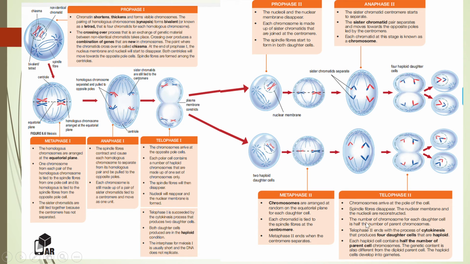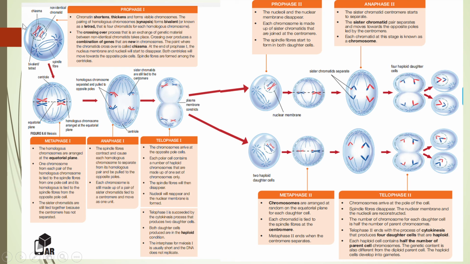But look here, the number of chromosomes for each daughter cell. So how many daughter cells now? You can see from the picture, 1, 2, 3, and 4 daughter cells, right? And each daughter cell is having half the number of parent chromosomes. So let's confirm by counting the centromere. 1, 2. Okay, so each cell is having 2 chromosomes.